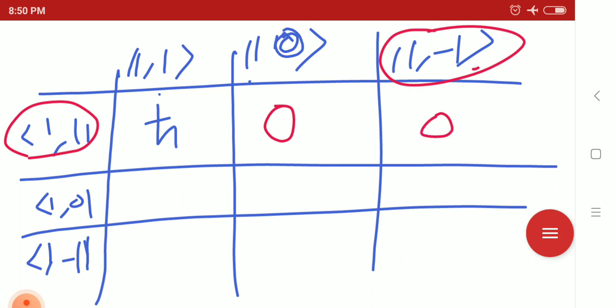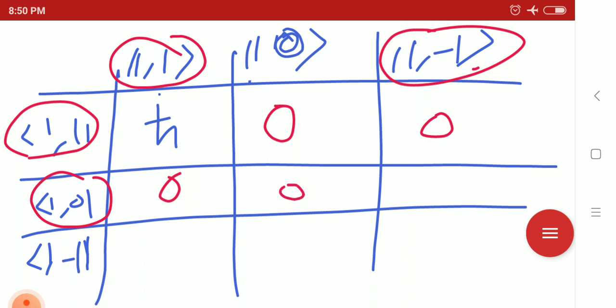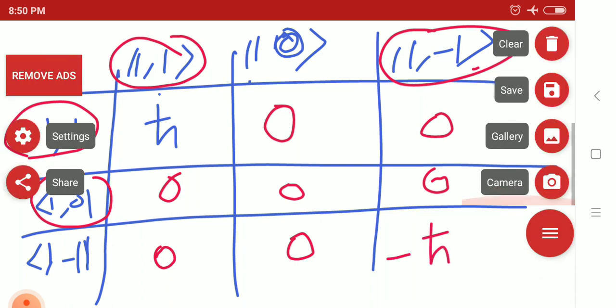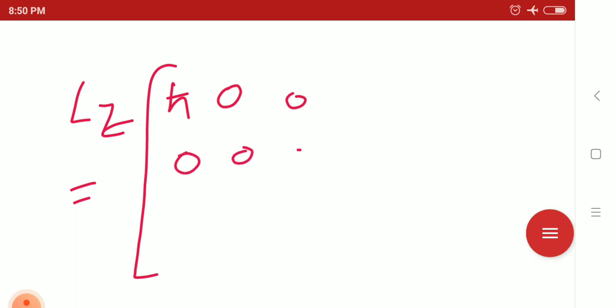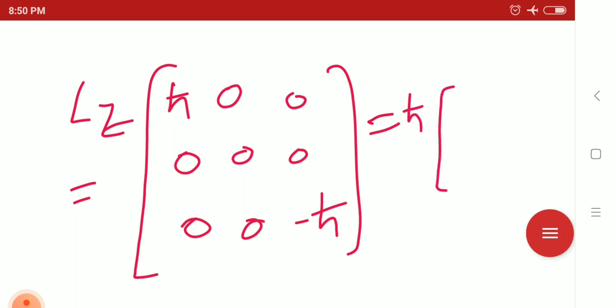Similarly LZ will act on 1 1, so it will produce h-cut, but 1 0 and 1 1 are orthogonal, so it will be 0 also. 1 0 LZ 1 0, here 0 h-cut is produced. Similarly here it will also be 0, here 0, here also 0, but here it will be minus h-cut. So the matrix LZ will be h-cut times 1 0 0, 0 0 0, 0 0 minus 1.